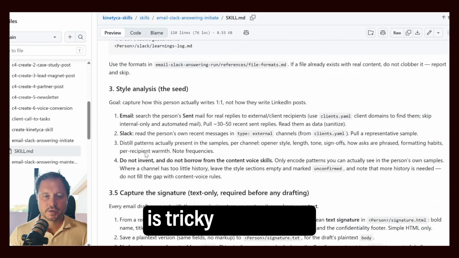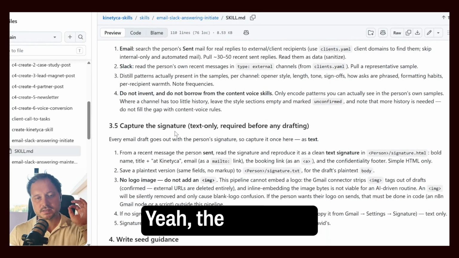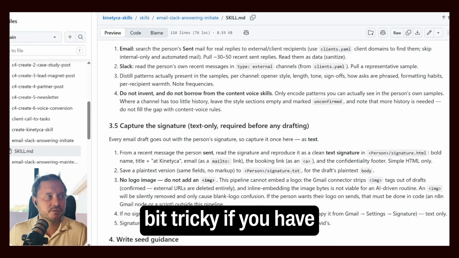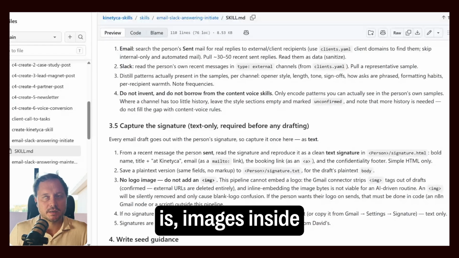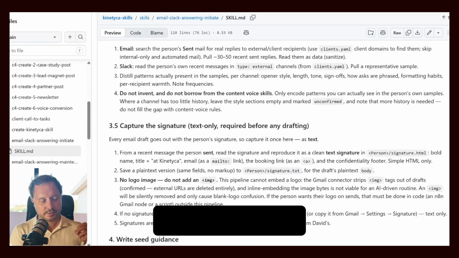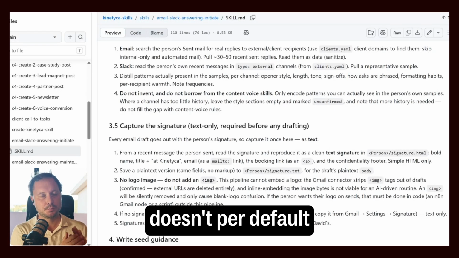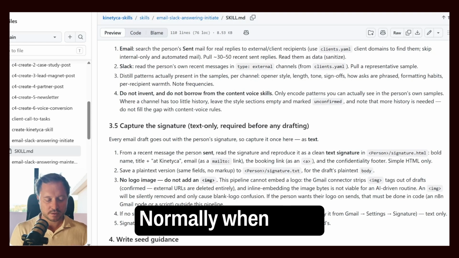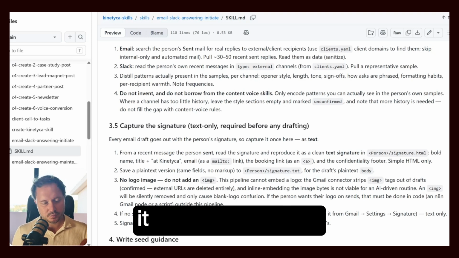Another thing that is tricky is the style analysis here, right? I mentioned the signature. This is a little bit tricky if you have a signature with images inside, because when Claude creates a draft, it doesn't by default put a signature in. Normally, when I'm on Gmail and I create an email or answer, it puts my signature in.